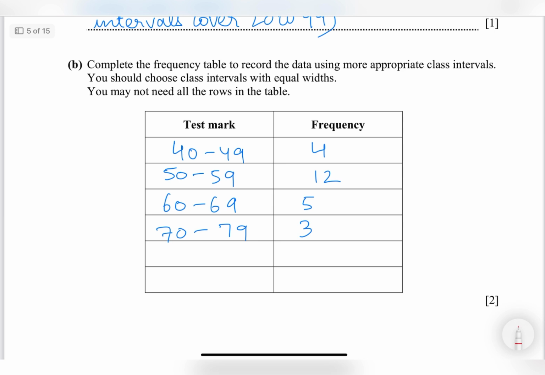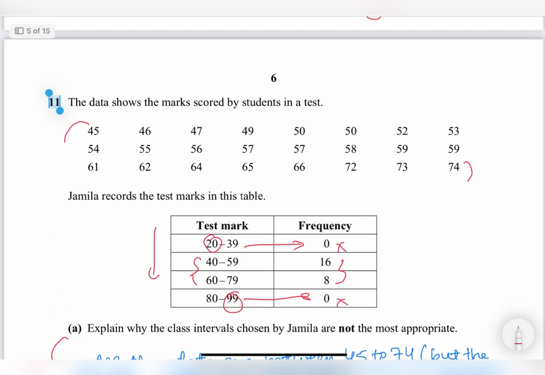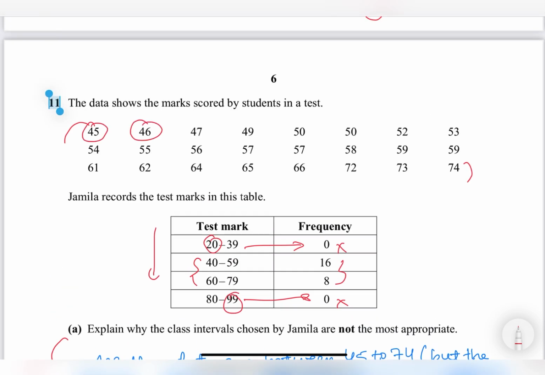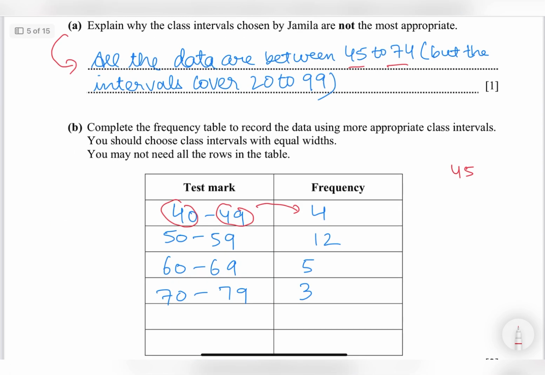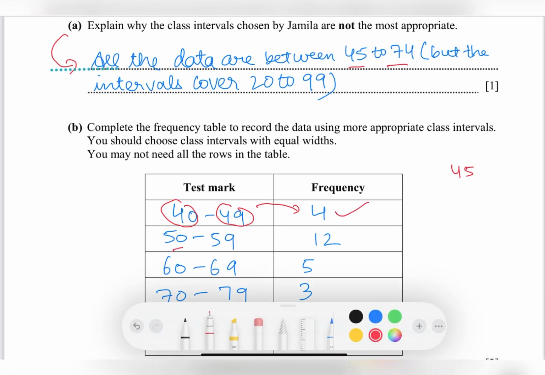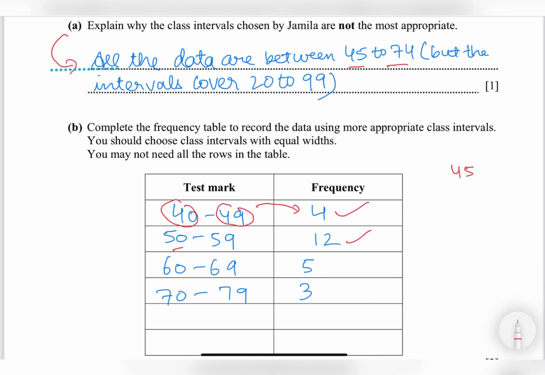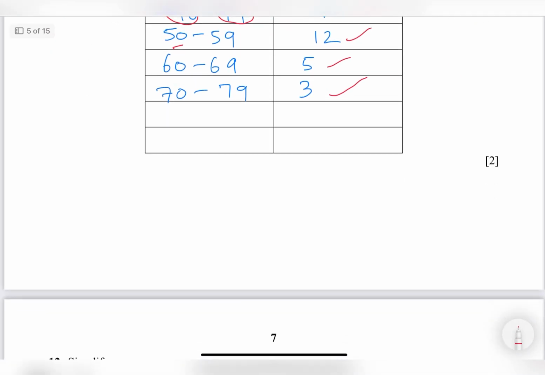Now complete the frequency table to record the data using more appropriate intervals. You can start from 45 as well. I'm starting from 40. 40 to 49, the frequency is 4. How, sir? Calculate it: 40 to 49, 1, 2, 3, and 4. Okay, like this I've written 4. 50 to 59, in the same way, 12. 60 to 69, 5, and 70 to 79, 3.